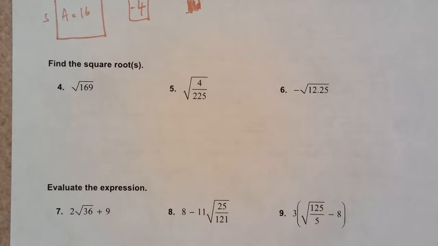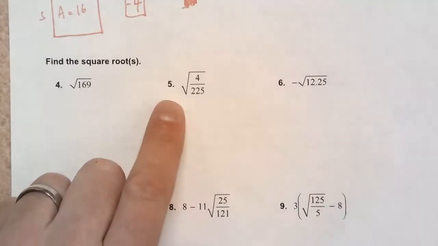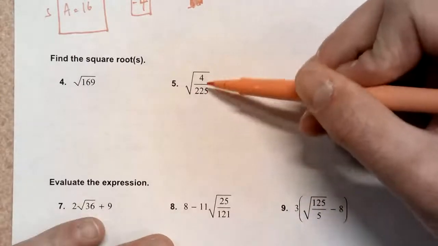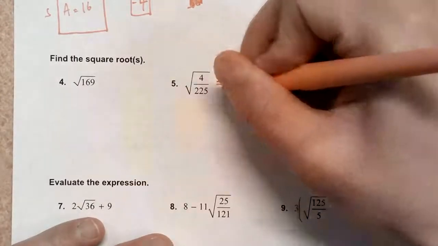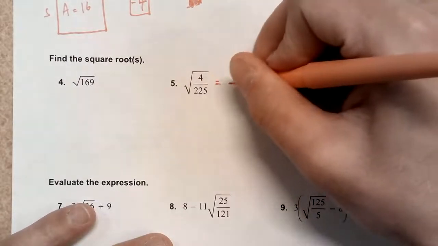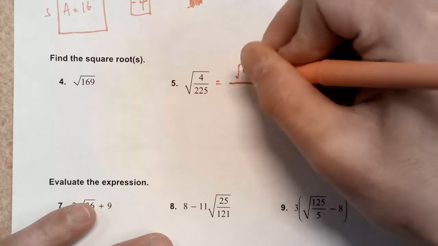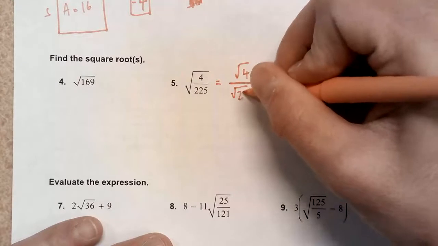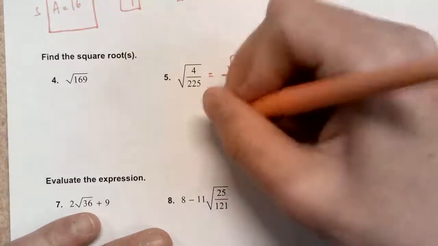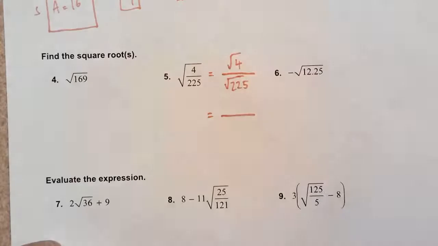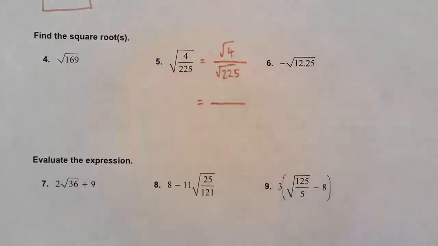And then I'll just go ahead and give you a little help for these fractions. Just so you know, if you have a fraction, then you can think of the numerator and the denominator separately. So this is kind of like the same thing as whatever the square root of 4 is over whatever the square root of 225 is. I need to find both square roots and write my answer as a fraction. Okay, team. Good job. Keep it up.